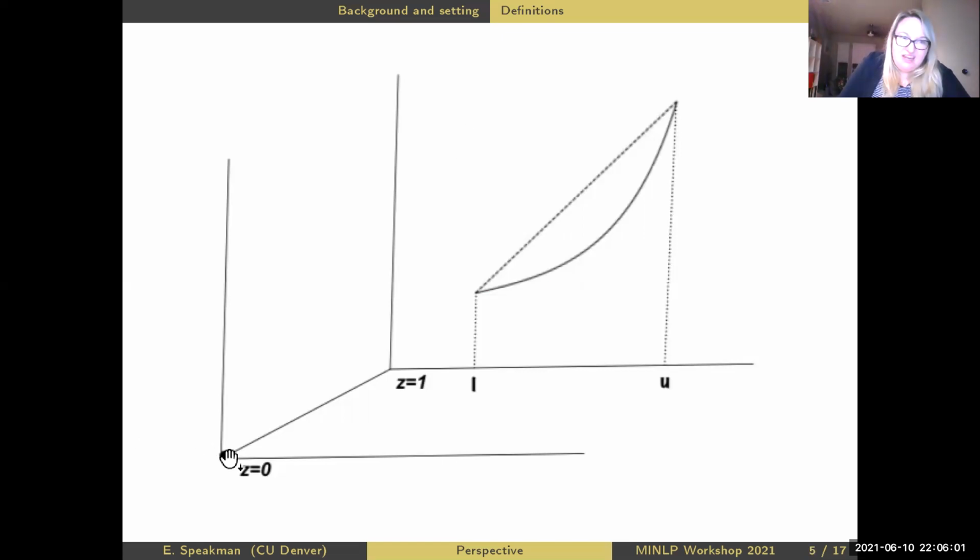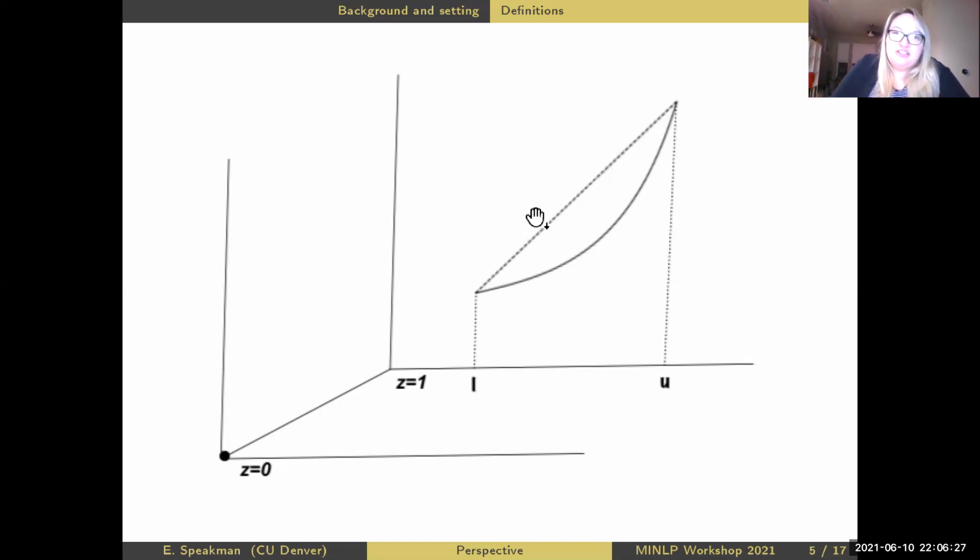So I have this origin point here. And then in the z equals 1 plane, I have the curve y equals f of x between L and u. But really my set is saying y is greater than or equal to f of x. So I can have anything up here. The problem is I want to compute volume. And if I have an unbounded set, computing the volume doesn't make very much sense.